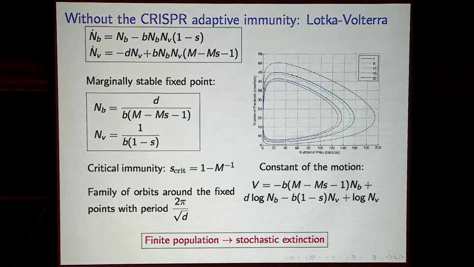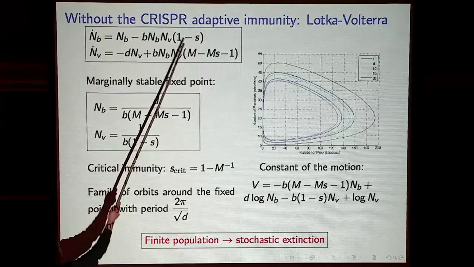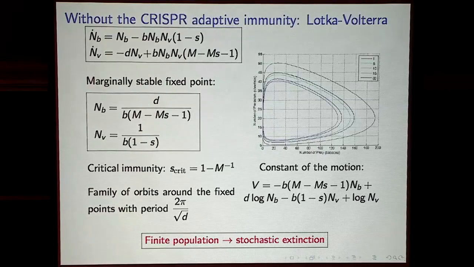But in a finite population, there are fluctuations, and we want to understand how the fluctuations change the system, and how, of course, the addition of the CRISPR immunity changes the system. So this is without CRISPR immunity, with just fixed innate immunity. Of course, CRISPR has its own dynamics. The CRISPR locus can grow, it can shrink, the protospacer content of the virus can change, the spacer content of the CRISPR cassette can change.